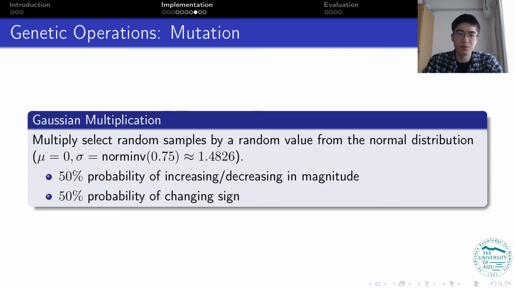And then for mutation, right now we currently have our mutation rate set to 0.001, which is about 1 out of every 1,000 samples. And for each sample that we want to mutate, we want to have a 50% chance of the magnitude of each sample increasing or decreasing in value, as well as a 50% chance of changing sign from positive to negative or negative to positive. So we multiply each sample we want to mutate by a random value from the normal distribution to achieve this.